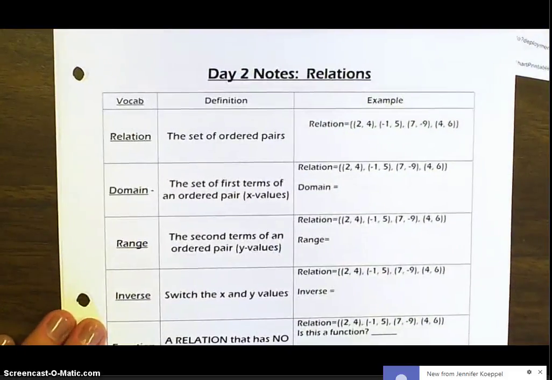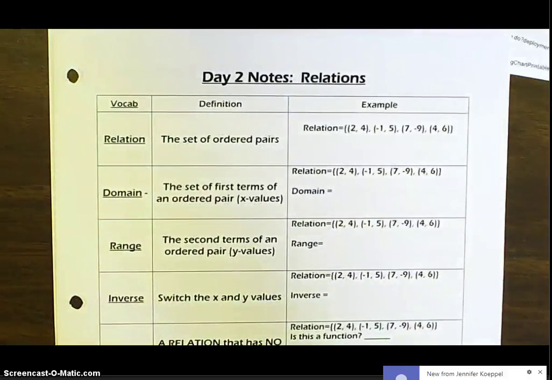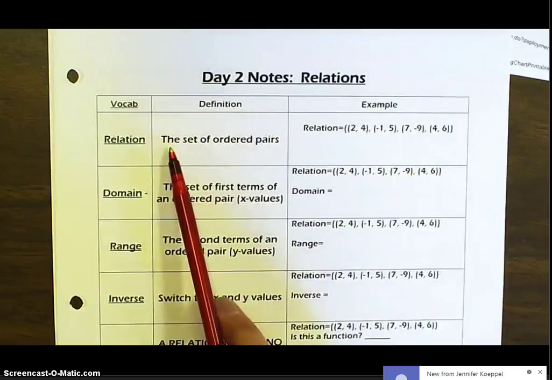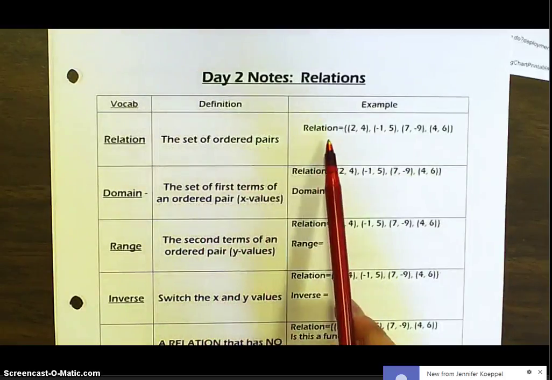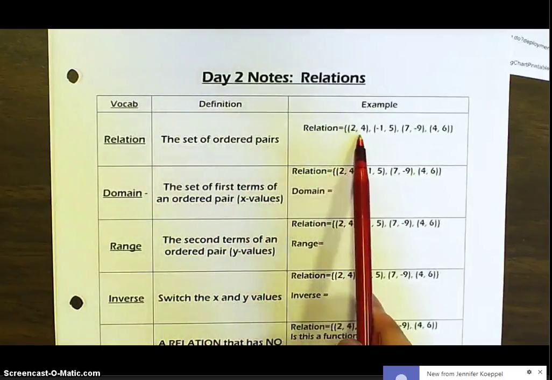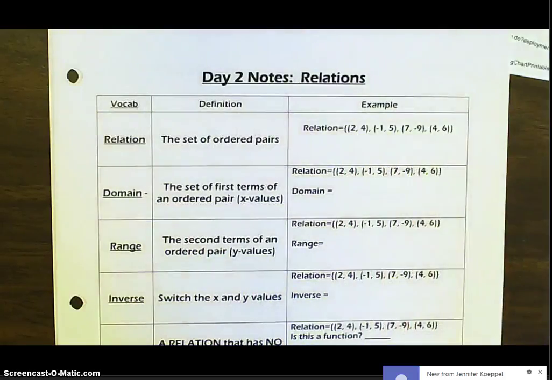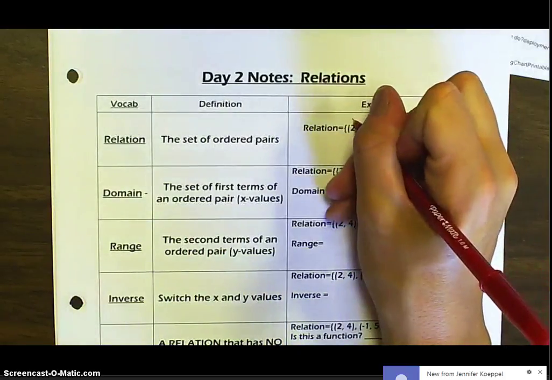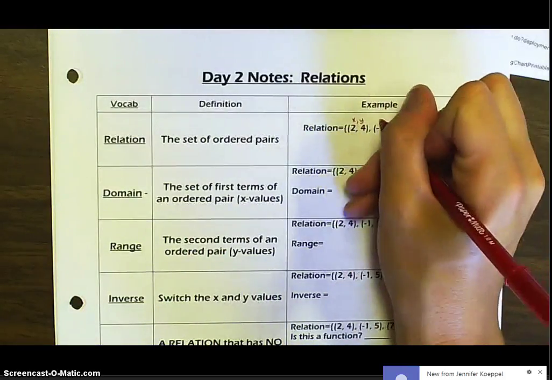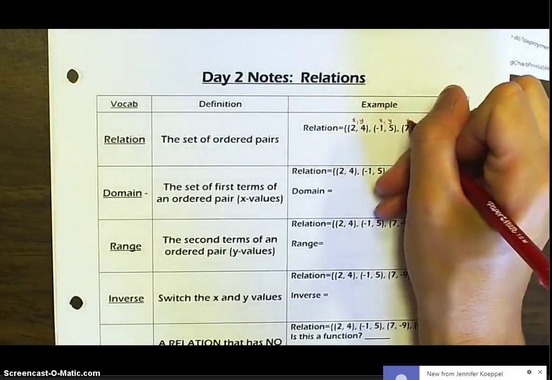Okay, so here we go. Here are our notes. Day 2, relations. Let's talk about, well, what is a relation? A relation is anything that has a relationship, for instance, a set of ordered pairs. This is an example of a relation. These are all your ordered pairs. Remember, these are coordinates, so they are x comma y values all the way across.